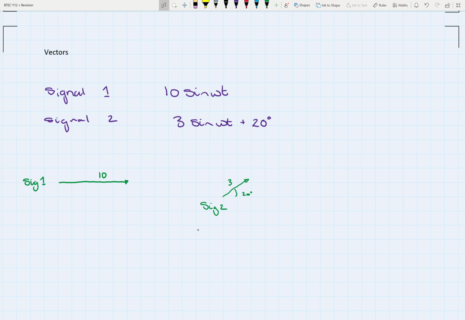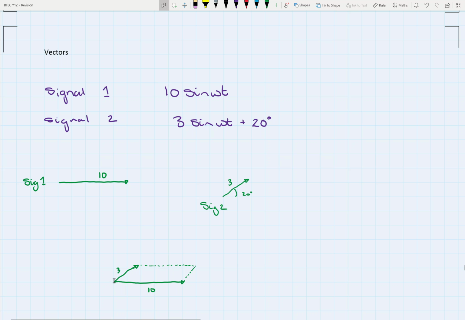Okay, so I've just drawn out the two signals, not to scale, but that's certainly one way that we can solve this, by drawing them out to scale to then work out the resultant. So I'll just draw a little picture of what that might look like if we were to draw it out to scale, because then you get the idea of where we're going with all of these calculations.